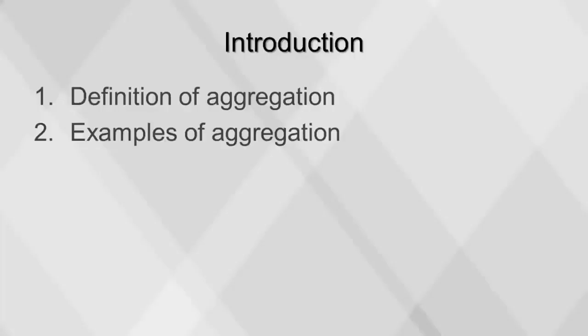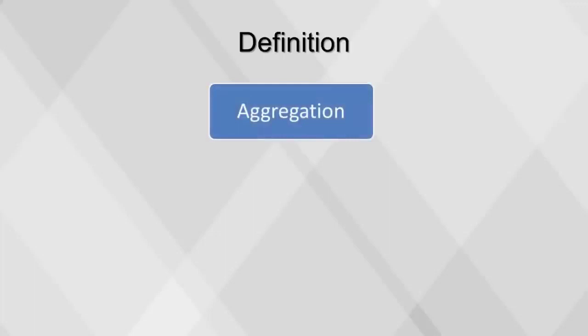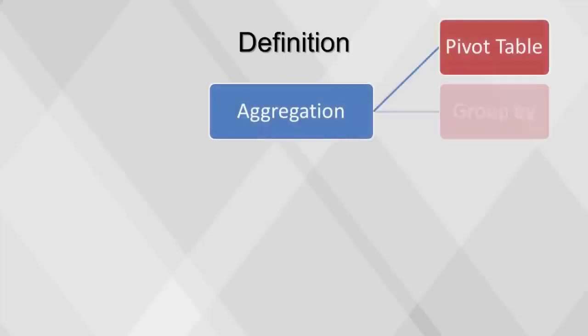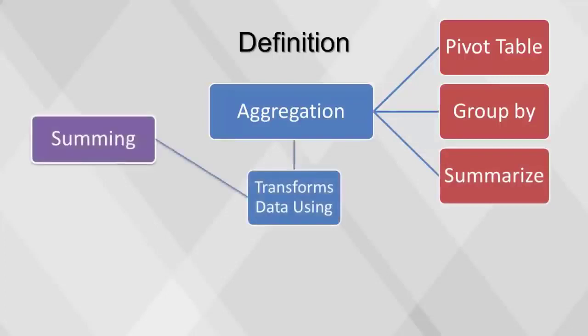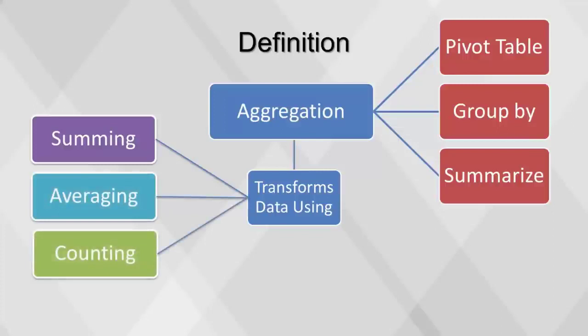This video will cover a definition of aggregation, as well as examples of aggregation. Aggregation is also referred to as a pivot table, group by statement, or summarize. Aggregation transforms data into lower dimensions using summing, averaging, and counting. The benefits of this are to answer basic questions of datasets with many different dimensions.